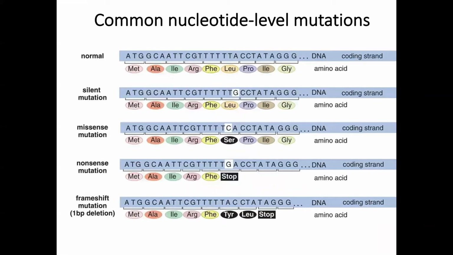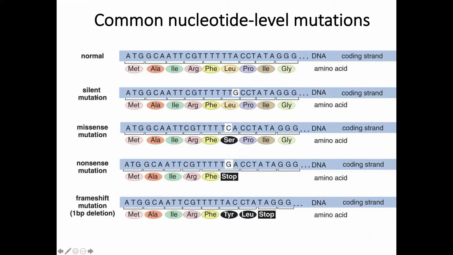If a DNA is mutated, depending on how this mutation affects the amino acid sequence of the protein, there are several categories. This slide shows several common nucleotide level mutations, right? So this is the normal sequence, and every 3 nucleotides encode 1 amino acid. So it gives us the coding strand, and this is showing all these different amino acids here.